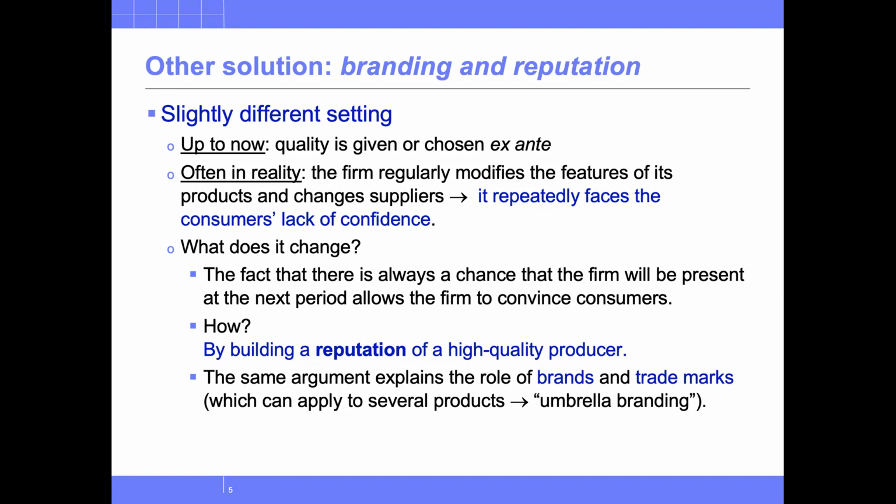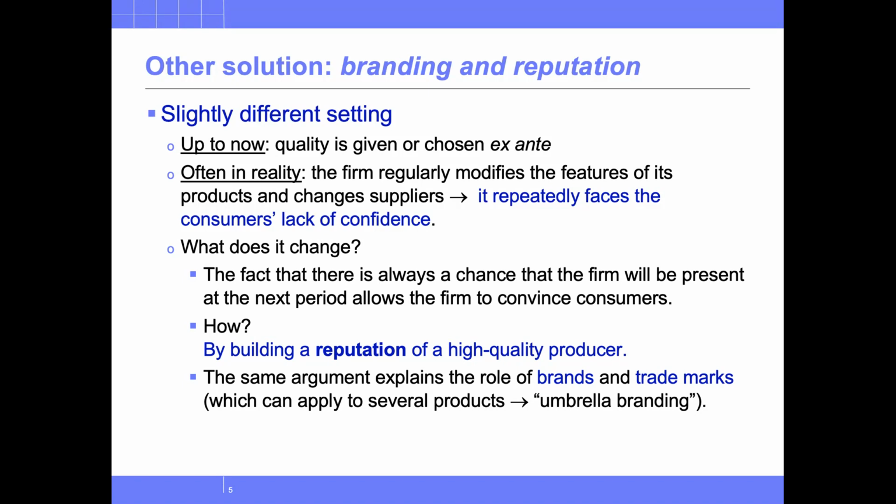Okay? Well, in reality, things are often different because at every period, sellers may have to convince consumers that their product is still of a high quality. Okay, it's because, for example, they regularly modify the features of their products, or because they change suppliers. So at every period, consumers are not totally sure that the product is still of a high quality, and so the seller has to convince again and again that the product is of high quality.